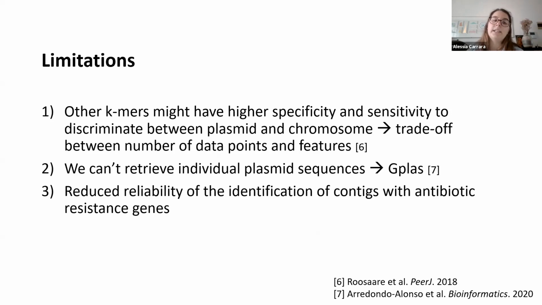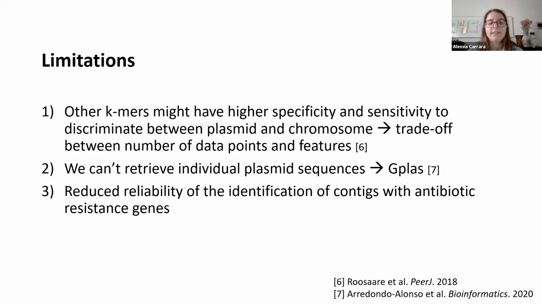The first is about the k-mer size, because a bigger k-mer size might have higher specificity and sensitivity to discriminate between plasmid and chromosome. It's always a matter of trade-off between the number of data points and features, because if we have a really high number of features compared to the number of data points, we can have the problem of the curse of dimensionality. But on the other side, if we increase the number of features, we could have problems in terms of computational demand. So this is actually a problem.